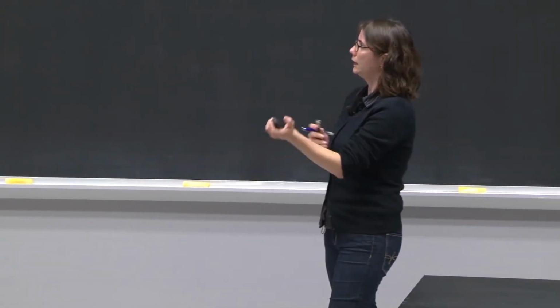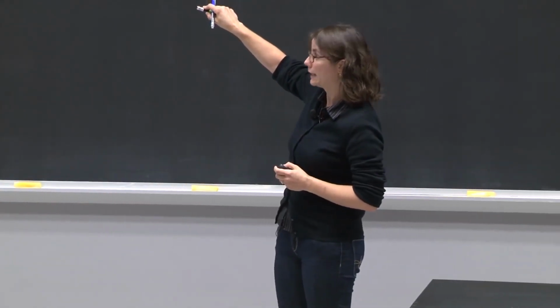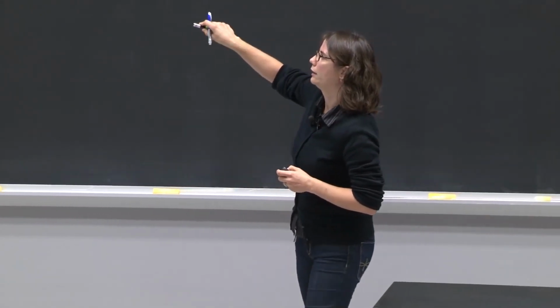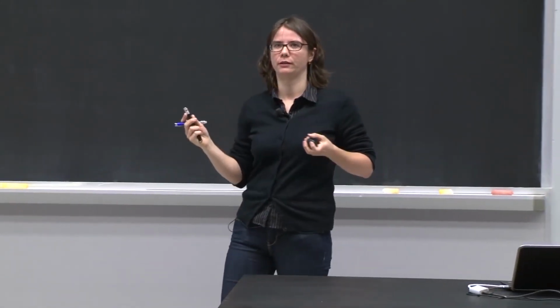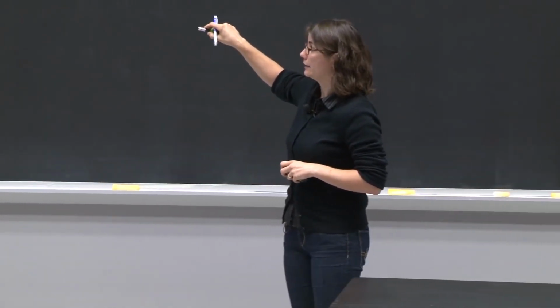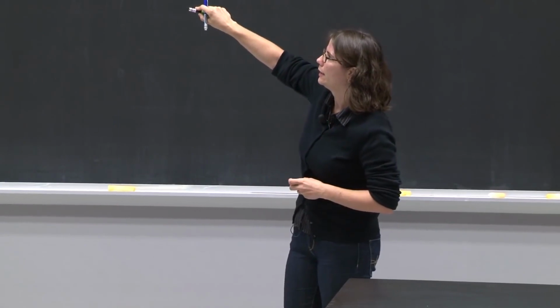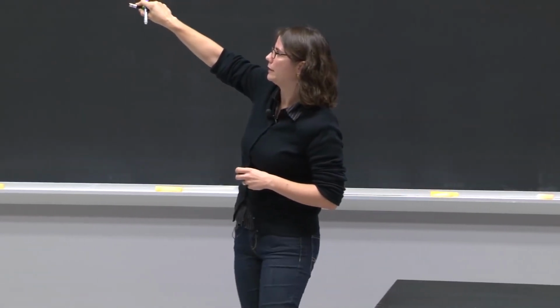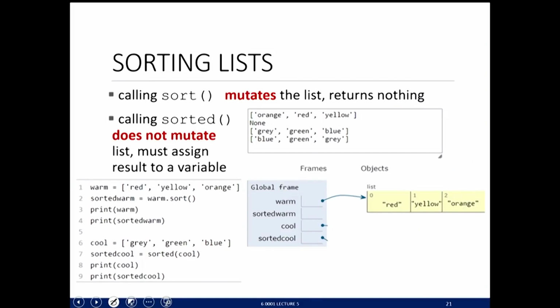So let's see a slightly more complicated example where you're going to see the difference between sort and sorted in the context of this mutability and side effects issue. Okay, so once again, let's create this warm is equal to red, yellow, orange. So that's what warm is going to point to, this list. And then sorted warm is equal to warm.sort. So dot sort mutates. So as soon as I do that, that list warm is now the sorted version of it.